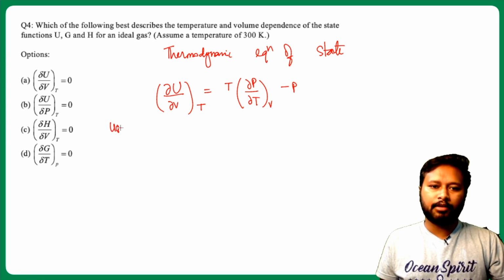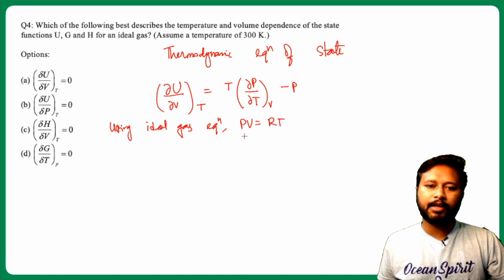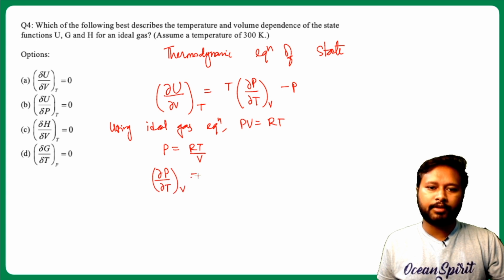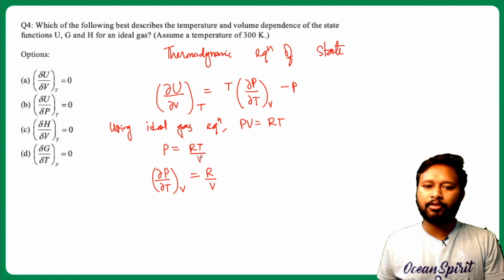So using the ideal gas equation, which is PV equals RT or nRT, you can put it like that. So basically you want to find out the value of P. So P is equal to RT upon V. Now if I have to differentiate pressure with respect to temperature, keeping my volume constant, so here R is already a constant, volume I have considered as constant. So R by V will come like that only, and differentiation of temperature with respect to temperature will be 1.